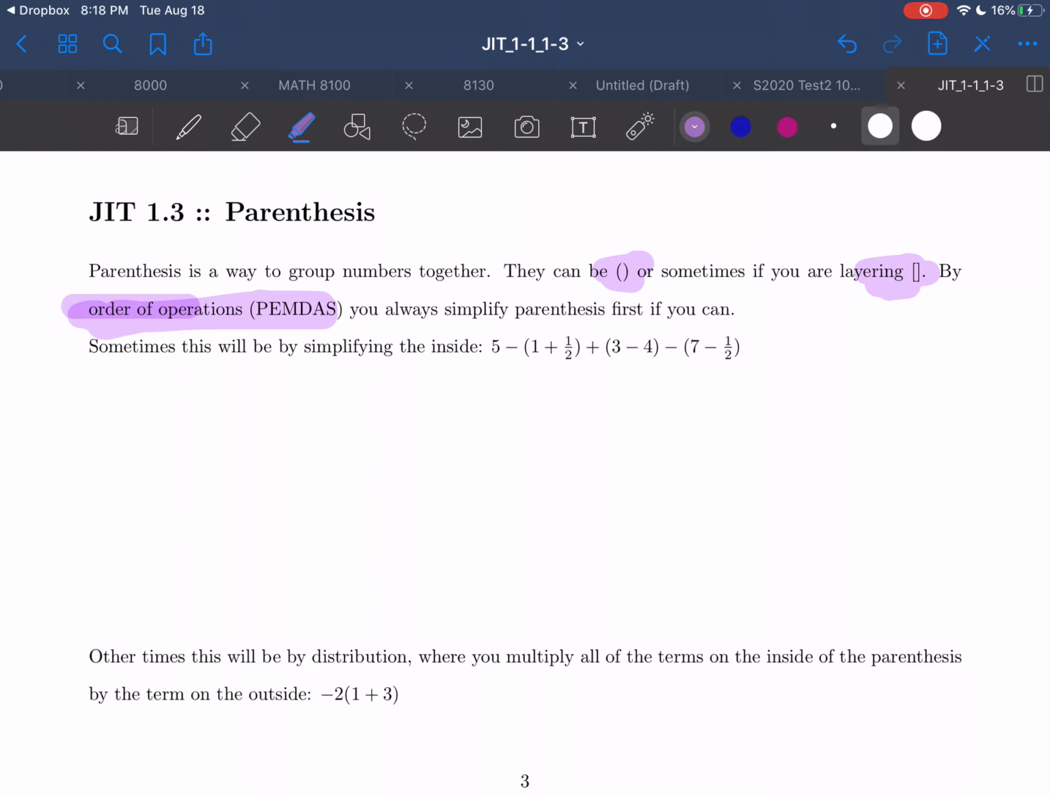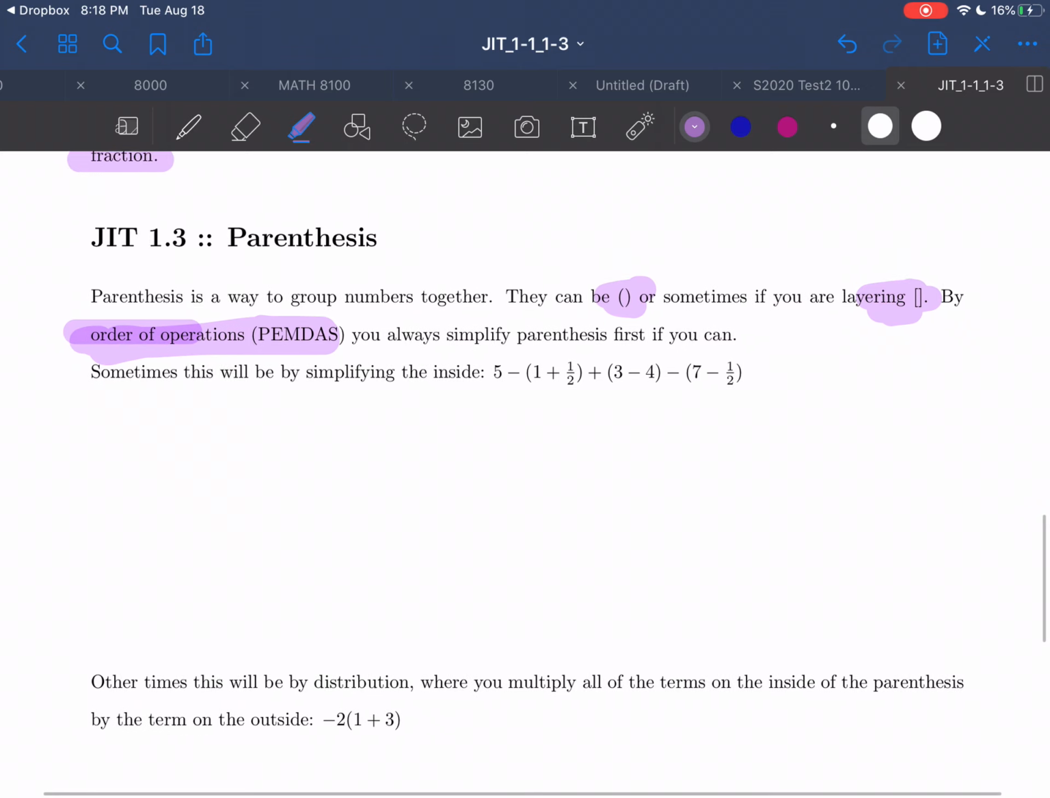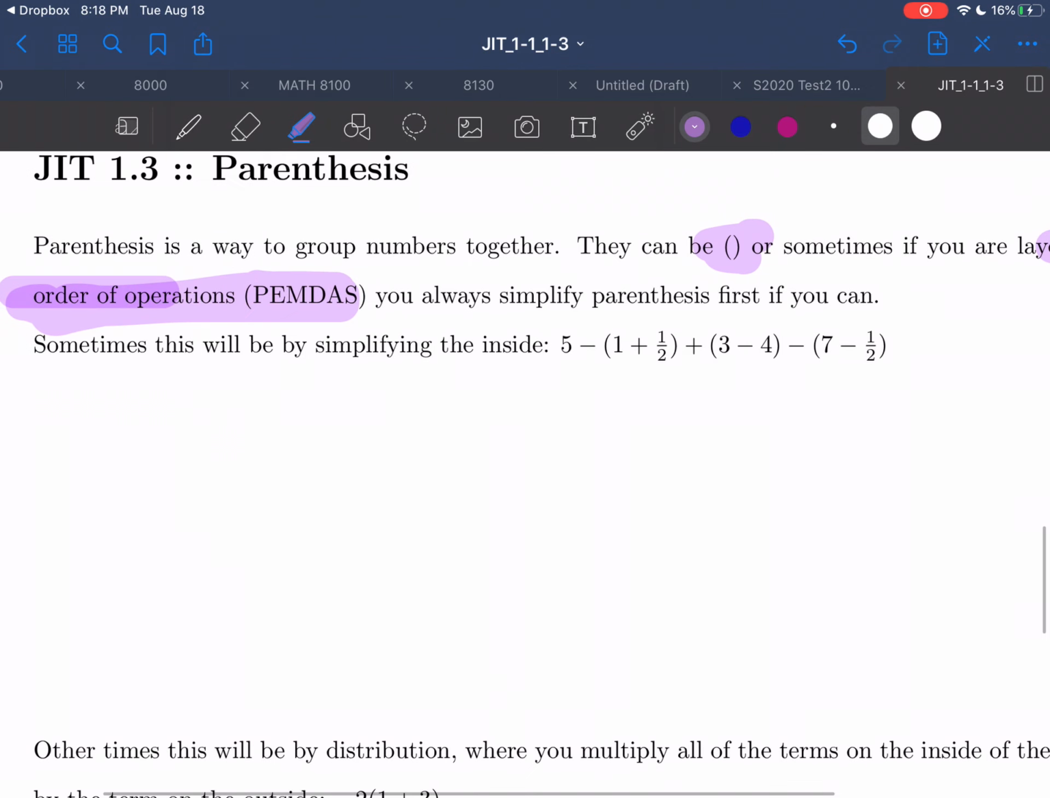if there are parentheses. Anytime we're given an equation and they want us to simplify it or to do something to it, our first step is always going to be to simplify parentheses. Now, sometimes this will mean simplifying inside. So if we look at this problem here, inside each of our parentheses, we have two numbers that we can either add or subtract and simplify. So that'll be our first step.